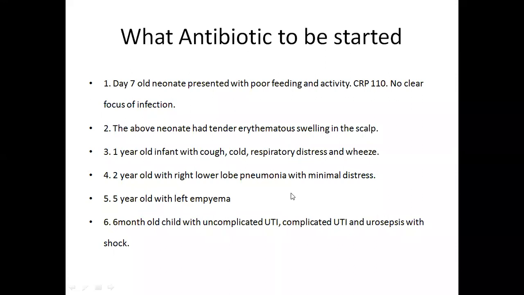So these are the different dilemmas we need to address when you are going to start the antibiotics. So keep it in mind. We'll move on and we'll elaborate the discussion later.